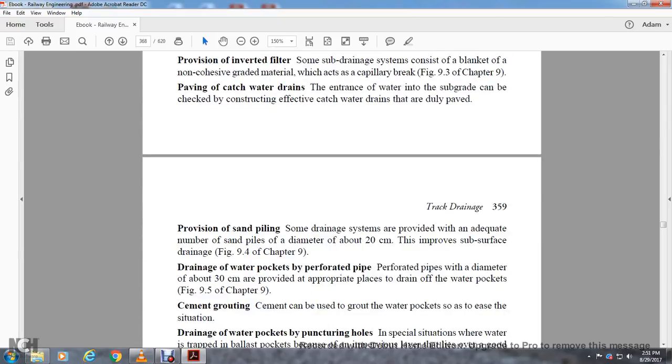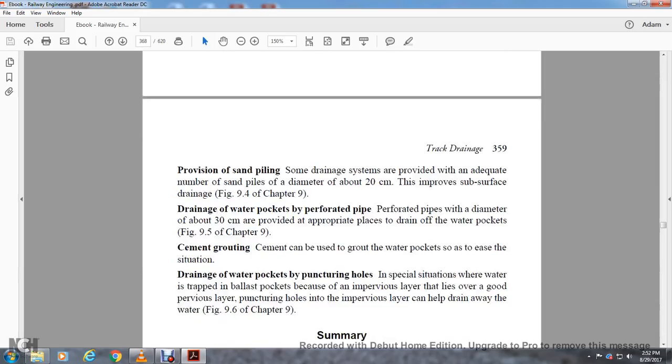Provision of sand piling. Some drainage systems are provided with an adequate number of sand piles, about 20 centimeters in diameter. They improve the subsurface drainage of water pockets. Perforated pipes with a diameter of about 30 centimeters provide the appropriate place to drain the water pockets. Cement grouting. Cement can be used for grouting of water pockets. In special situations, water is trapped in ballast pockets because of an impervious layer that lies over a good pervious layer, and a puncture hole can be made. The impervious layer can help to drain away the water.